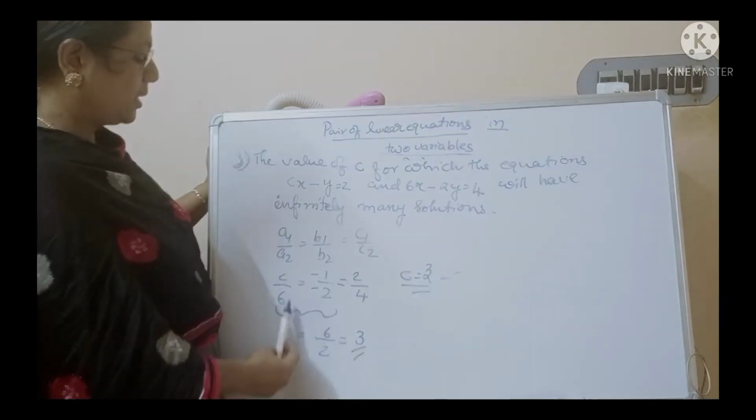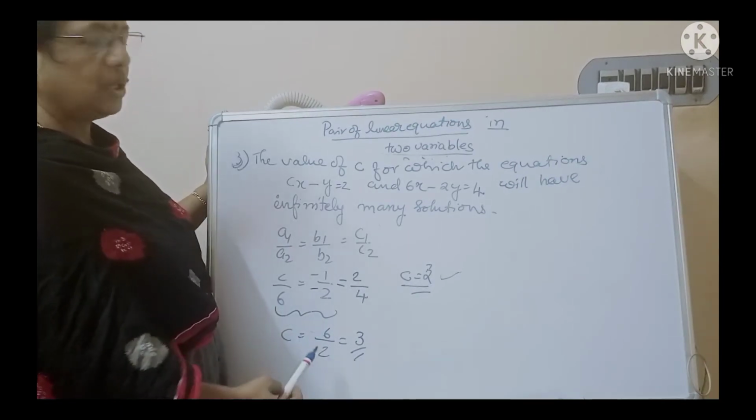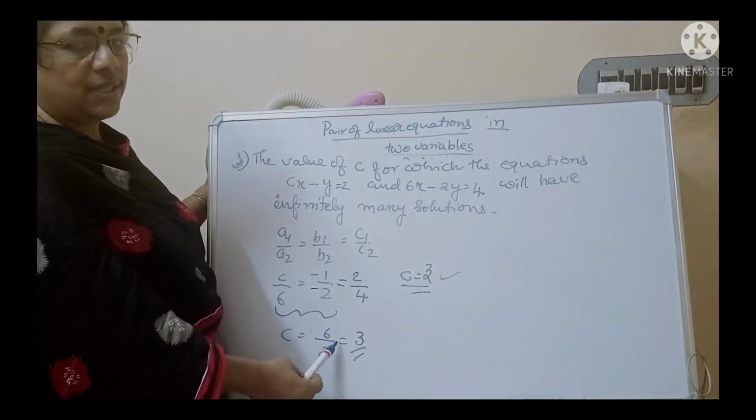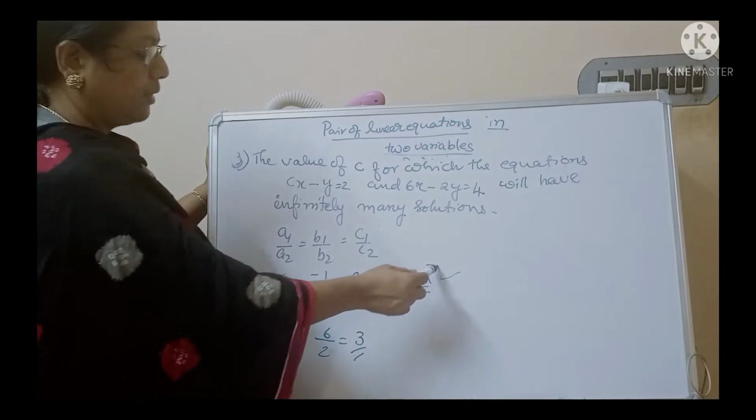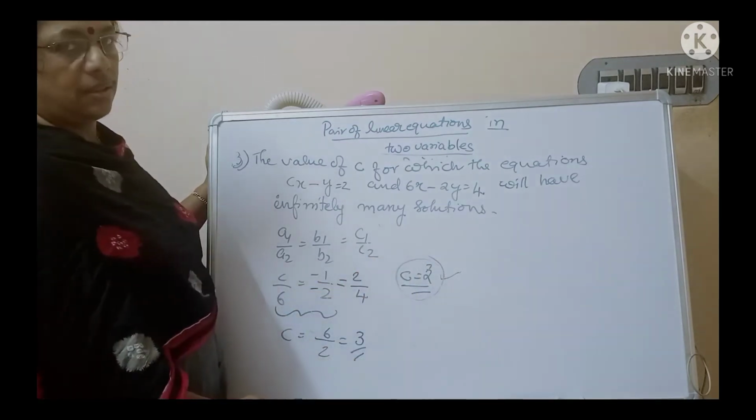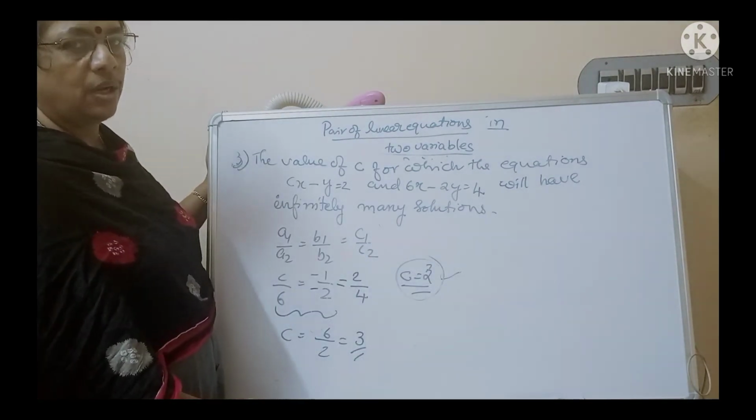So c by 6 equal to 1 by 2 means c equal to 6 by 2. What is it? It is 3. So the value of c is 3. Let us move into the next question.